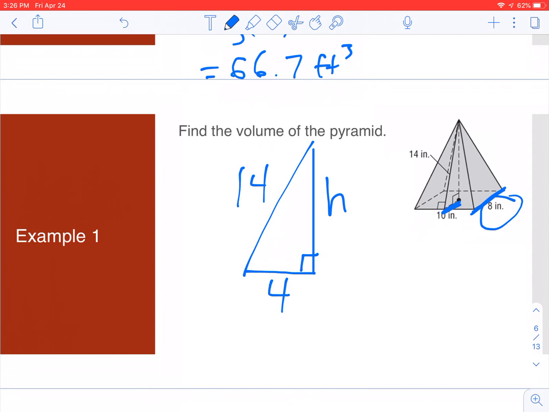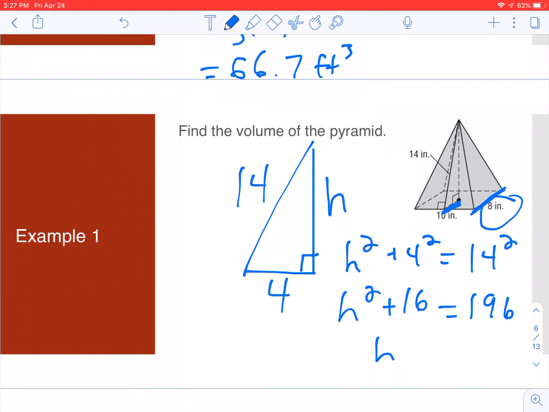So I'm going to do Pythagorean theorem. H squared plus 4 squared equals 14 squared. Okay, so I'm going to take 14 squared, which is 196, equals 16 plus h squared. Subtract 16 from both sides, 180. H, the height, is going to equal the square root of 180, which is 13.4.